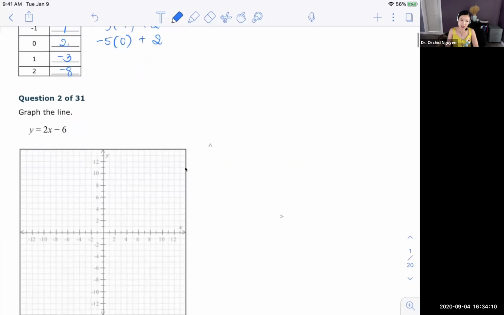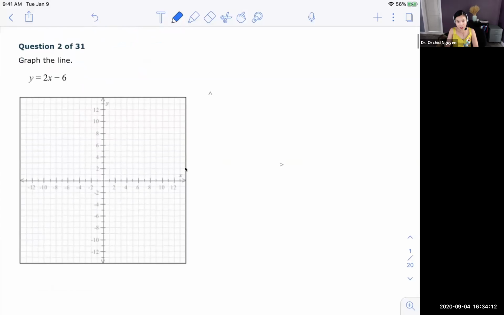Now I understand for a linear equation, the easiest way is to figure out the slope and the y-intercept. So the y-intercept is negative 6. The slope right here is 2/1. So maybe graphing that way is the easiest way. So I have (0, negative 6) down here, and we go up 2, to the right 1, and then we graph. So that's the easiest way.